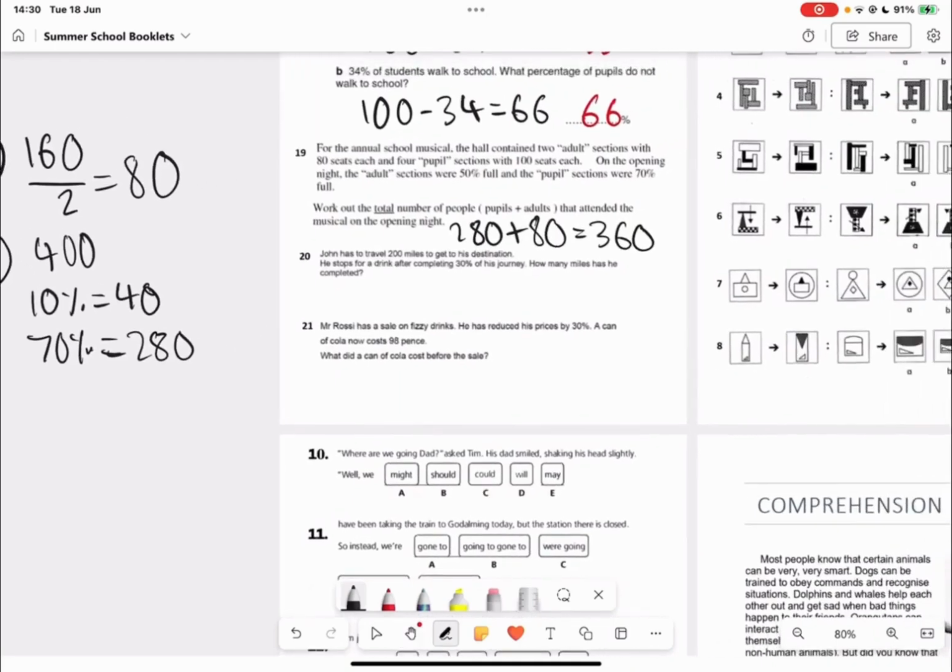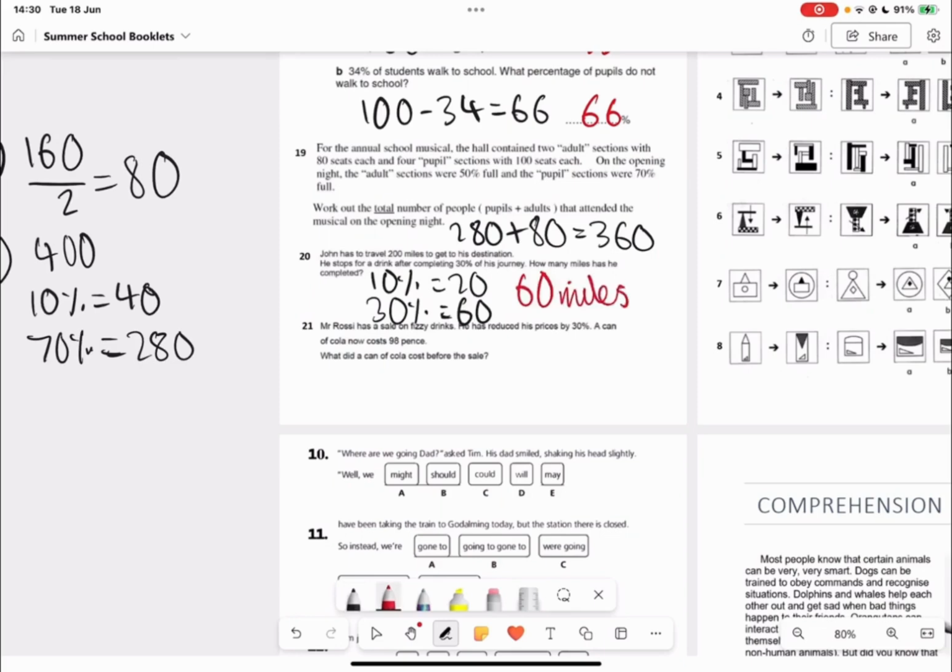And then question 20. John has to travel 200 miles to get to his destination, and he stops for a drink after completing 30%. So how many miles has he completed? So what we have to find is 30% of 200. So 10% will be 20. And then 30% will be 20 multiplied by 3, which is equal to 60. So the answer for question 20 will be 60 miles.